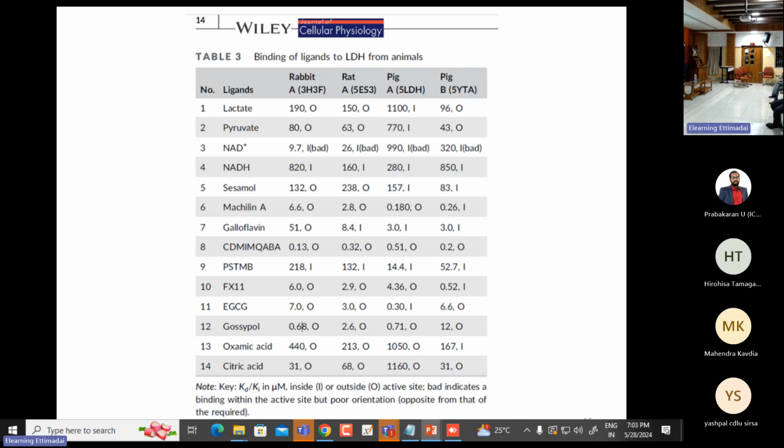So we say I and O. I means inside, it bound inside when we did the docking. O means it bound outside. We did blind docks for several LDH A and B. You can see pig B, rabbit A, rat A, pig A. So what we wanted to find out is through blind docking, you know, you don't tell the ligand where to bind. You just put a box around the whole protein. Most of them favorably bound outside. Also, some of them bound inside. Okay, that's fine.